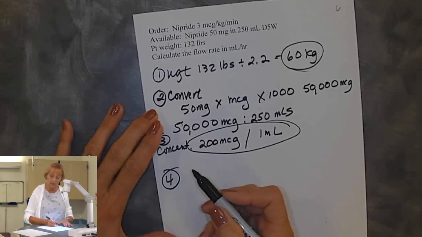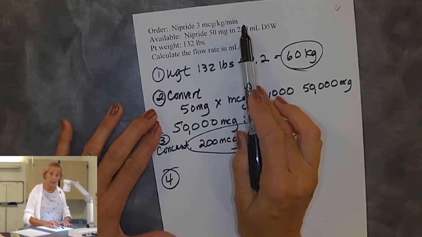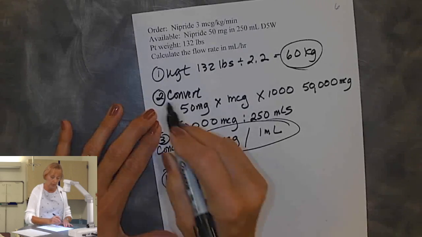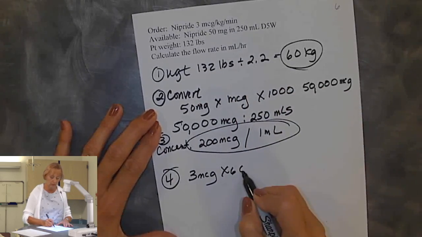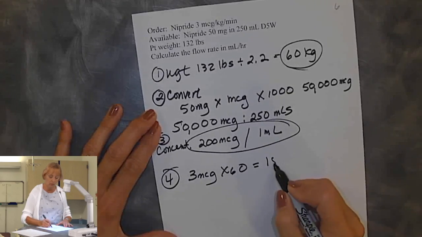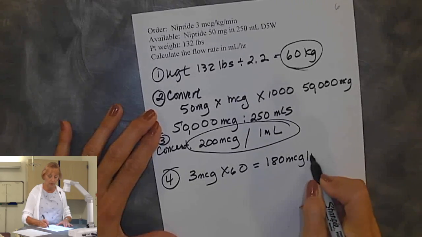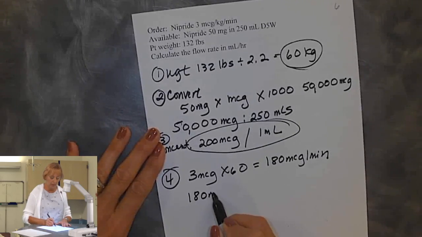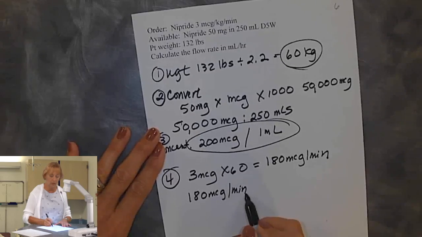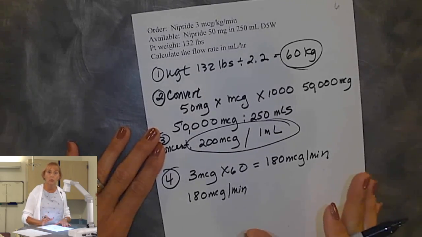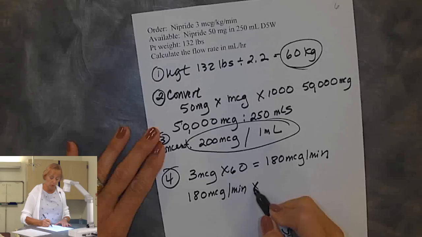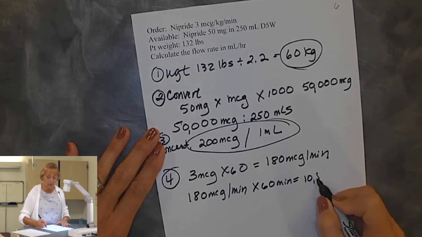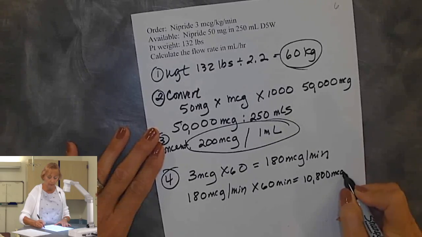So that's our third step. The fourth step is, then we're going to figure out mics per kilo per minute. So if we want to give 3 mics, and your patient weighs 60 kilos, 3 times 60 is equal to 180 micrograms per minute. So 180 micrograms per minute is not going to help us set our pump. We want to know how many mics we want to give in a whole hour. So then we're going to multiply that by the 60 minutes. And once you do that, you find you have 10,800 micrograms per hour.